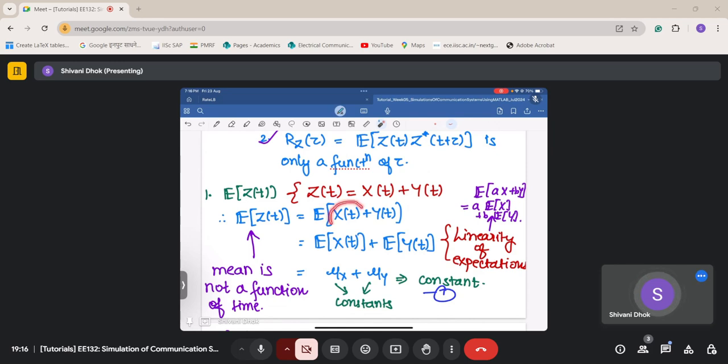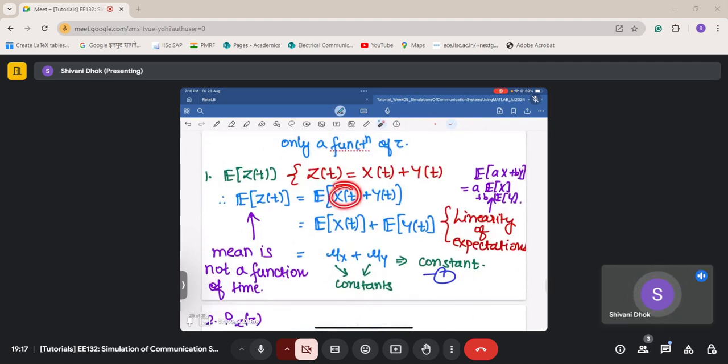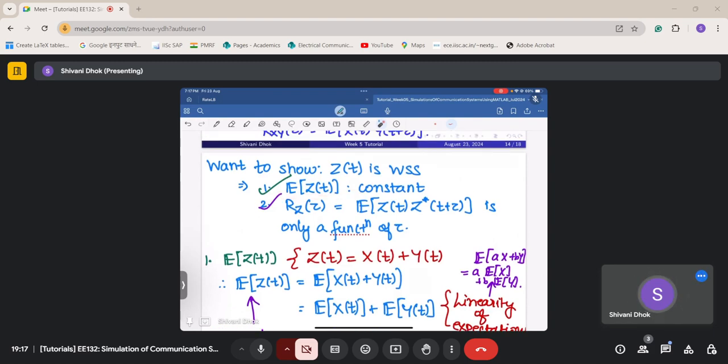Now here, for a given time index, xt and yt are random variables, and by using this property we can write it as the expectation of x of t plus the expectation of yt. We have defined the expectation of xt as mu x, and the expectation of yt as mu y. Since x of t and y of t are wide sense stationary processes, mu x and mu y are constants. Therefore, the addition of two constants will again result in a constant, which is not a function of time. So the expectation of zt, the mean, is not a function of time. Therefore, we have checked the first point that we wanted to check.